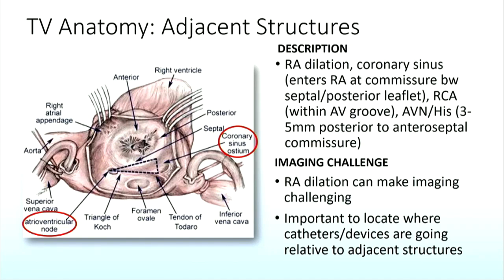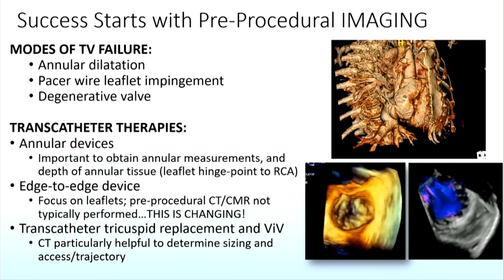In addition, we're looking at adjacent cardiac structures. We're looking at the right atrium. There's dilatation of the right atrium, which may actually make this a little bit more challenging. We're looking at other structures, coronary sinus, the right coronary artery, and the AV node. It is important that we identify these structures to keep away our devices from causing any potential complication.